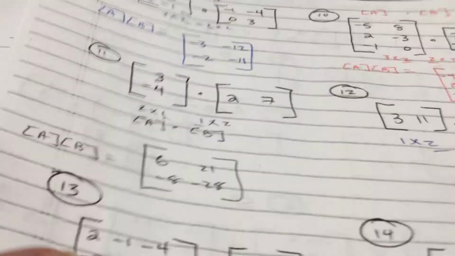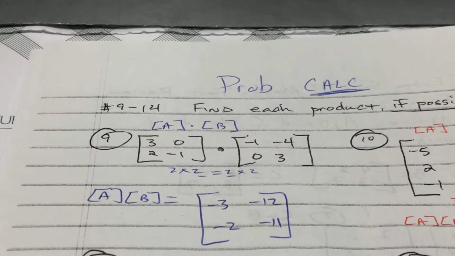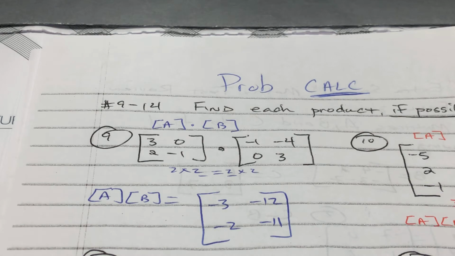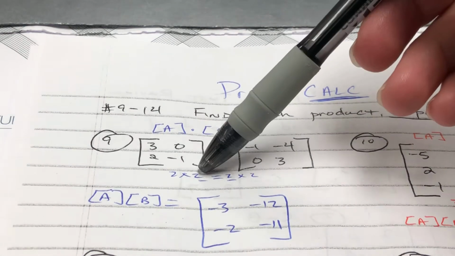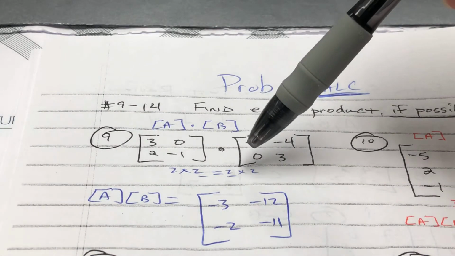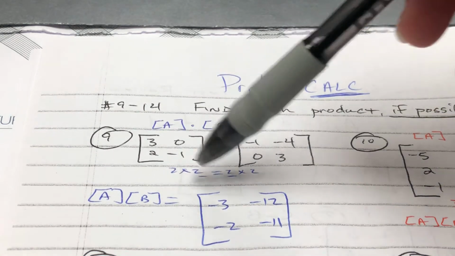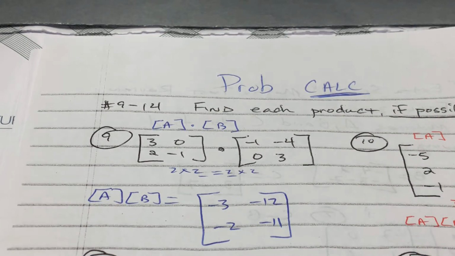Now, 9 through 14. Here's where you could use the calculator. You have a 2 by 2 and a 2 by 2 because these two inner numbers are equal. Matrix AB is defined, the product that is, and it has dimensions of also 2 by 2. So we get that calculator on there.